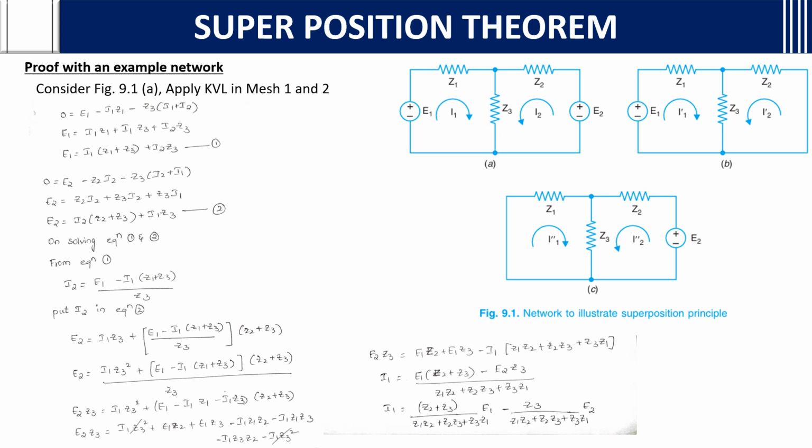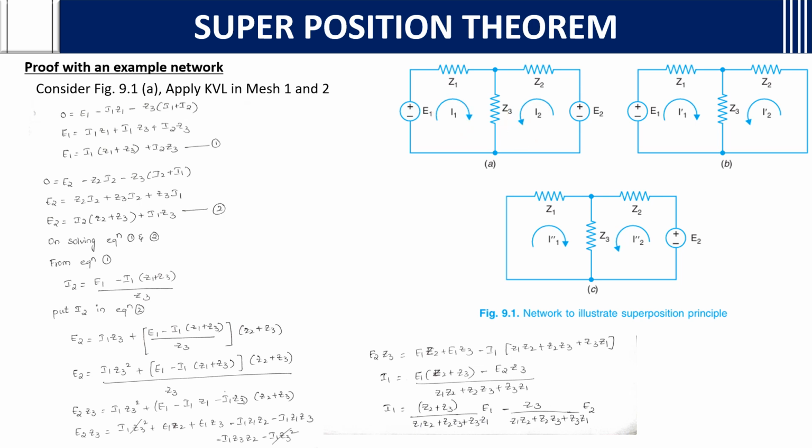How should we do it? First, apply KVL to mesh 1 and mesh 2. How will you apply? Initially, we will consider the whole thing. 0 equals E1 minus I1 Z1 minus Z3 into (I1 plus I2). Why? Here in the example, one current is moving this side and the other is moving this side. Both currents are moving in the same direction. They are not both taken in clockwise. This is clockwise and this is anti-clockwise. So, as the currents are moving in the same direction, we need to add them up.